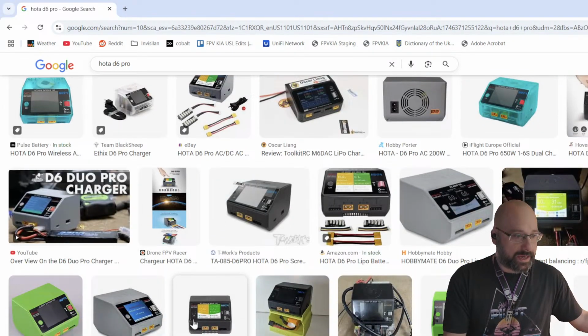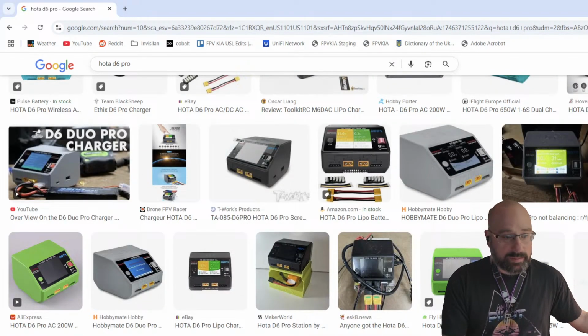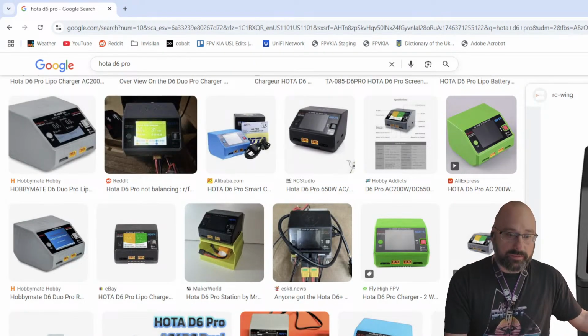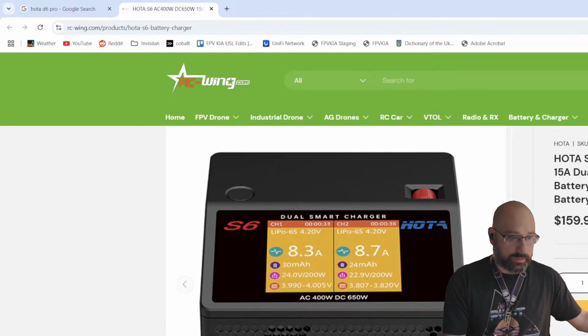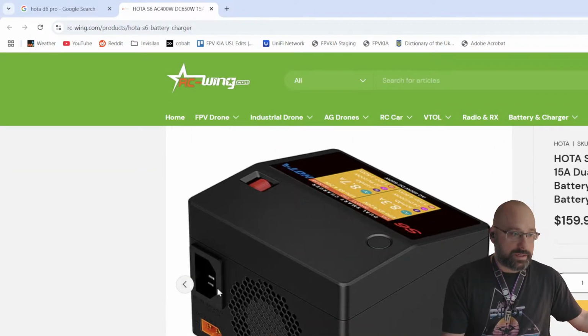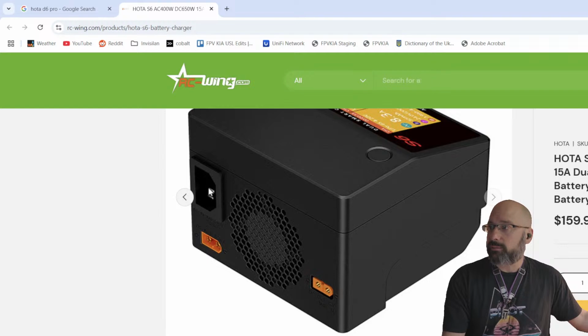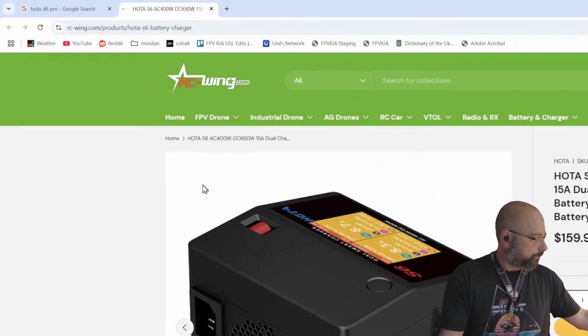One has a picture of the back of it where the plug plugs in. It has a plug for an AC input, right? Same thing for the Hota S6. It has a plug for the AC input, right? And that means it plugs into a wall. Oh, here we go. Perfect. I got it. So here, right here, we have a plug. It plugs into the wall. That means it has a power supply built in.